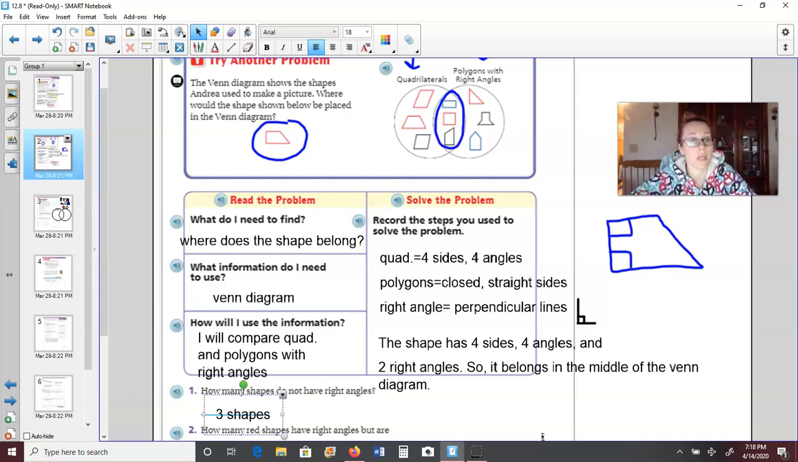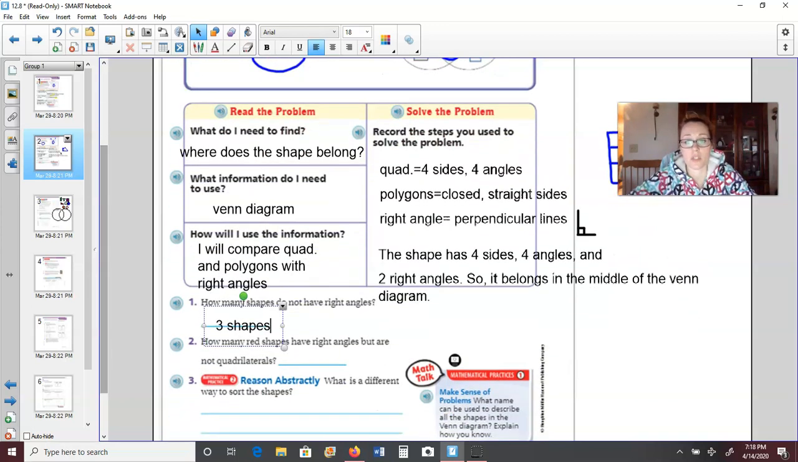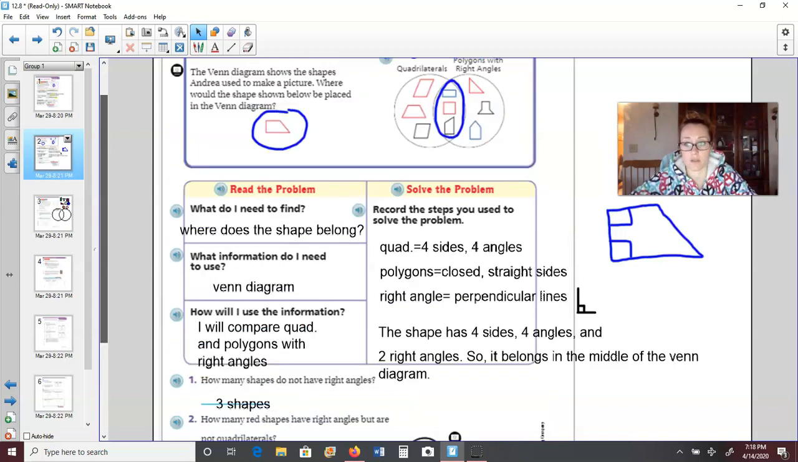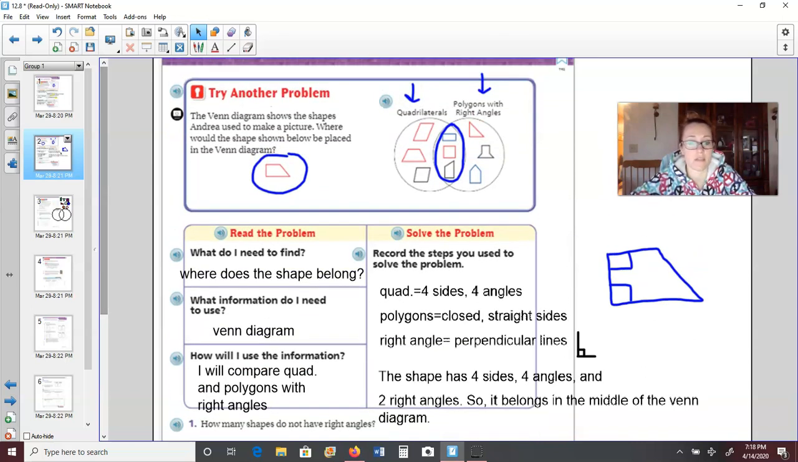Remember, the ones in the middle do have right angles as well as being quadrilaterals. Number 2, how many red shapes have right angles but are not quadrilaterals? Okay, now they're just getting fancy.